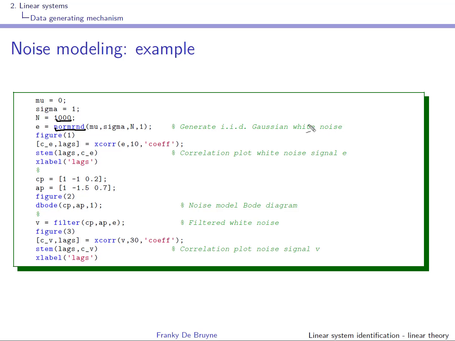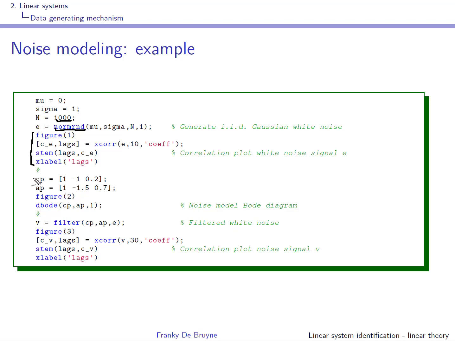So this is really one realization of e of t. And then what we can do in figure 1 here is look at the autocorrelation function, and we should see that this autocorrelation is equal to 0 everywhere except at tau equal to 0.